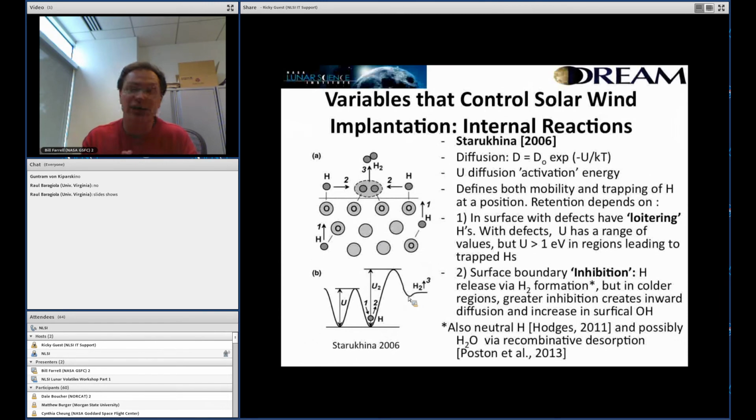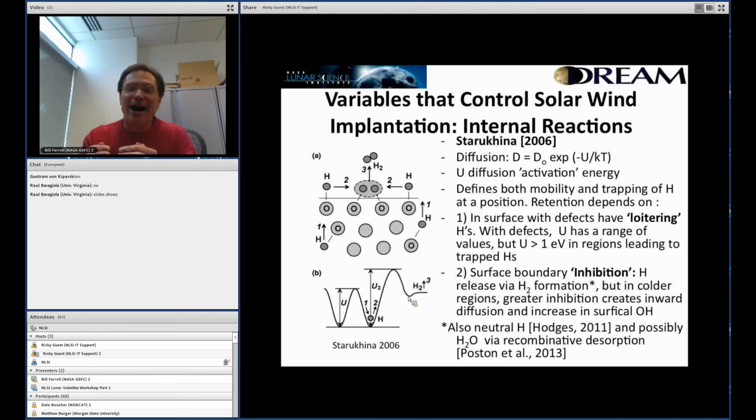The other thing that Starr Kina talked about, which I thought was really great, was that once you get to the surface, the H's don't necessarily jump off the surface, but there's this process she calls inhibition. I love that name. In order for H's to get off the surface, they actually have to migrate around and form H2s to then hop off the surface as a molecular H.